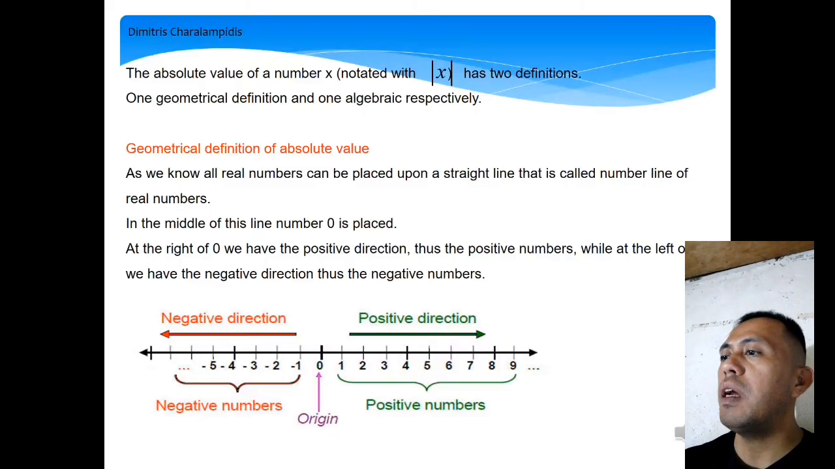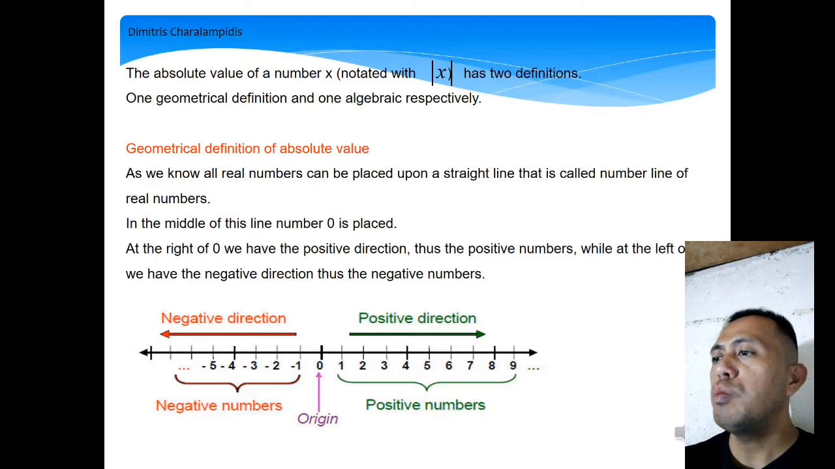Introduction of absolute value. The absolute value of a number x can be understood through two primary definitions, a geometrical definition and an algebraic definition. In this session, we delve into the geometrical perspective.